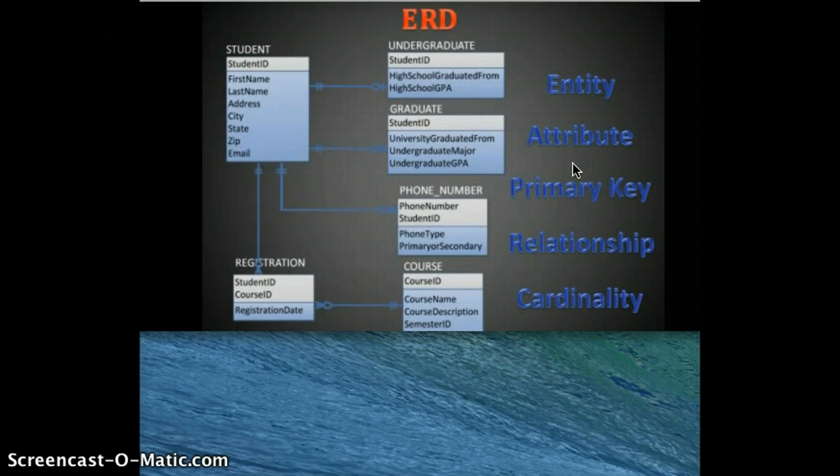But to make this a little bit easier, I'm going to go over a few key terms that I feel like you need to understand. So here I kept the words entity, attribute, primary key, relationship, and cardinality. These are all very important terms, so let's go over them. An entity, again, is a person, place, object, event, or a concept in the user environment about which the organization wishes to maintain data.